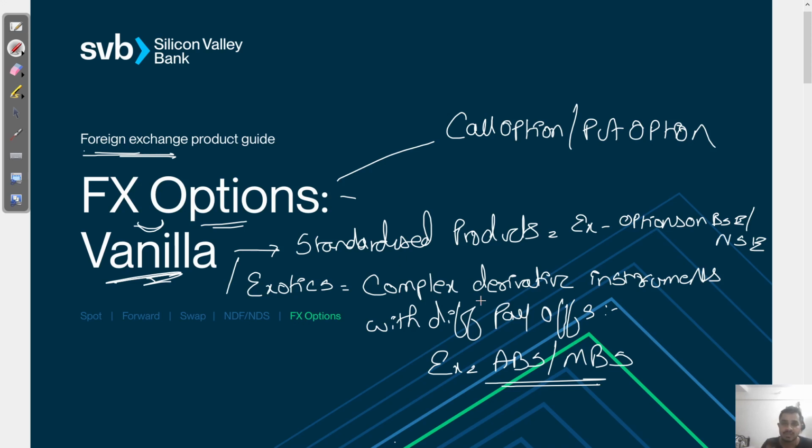The opposite of vanilla would be an exotic. Now, exotics are very complex derivative instruments with different payoffs. As I said before, in the OTC segment we can have very customized contracts, and some examples of exotics could be asset-backed securities, mortgage-backed securities.